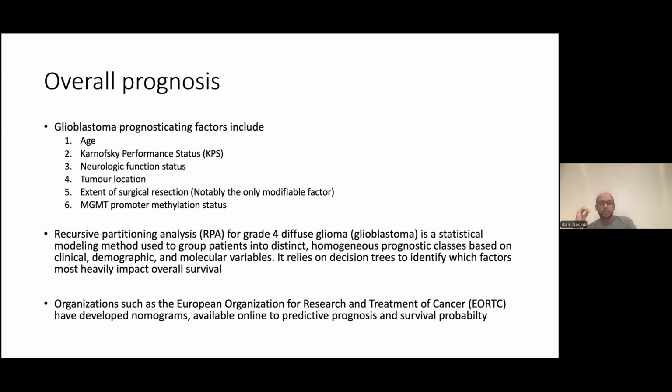Now, recursive partition analysis, RPA, for grade 4 diffuse glioma glioblastoma, is a statistical modeling method used to group patients in distinct homogeneous prognostic classes based on clinical, demographic, and molecular variables. It relies on specific decision trees to identify which factors will most heavily impact overall survival. Organizations such as the EORTC have developed these nomograms that are available online to predict the prognosis and survival probability.